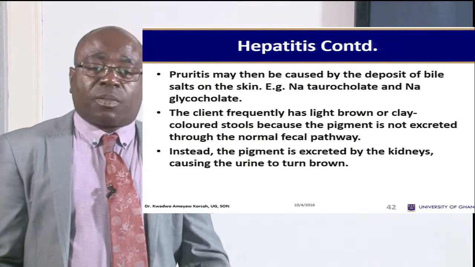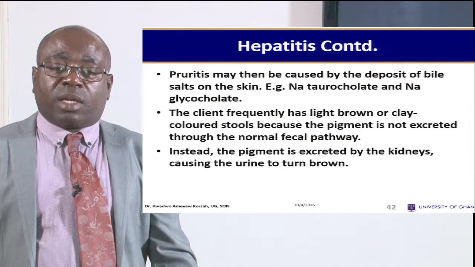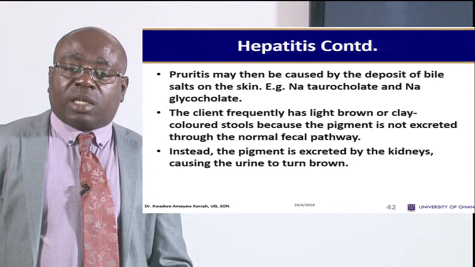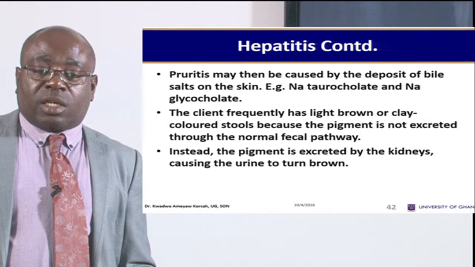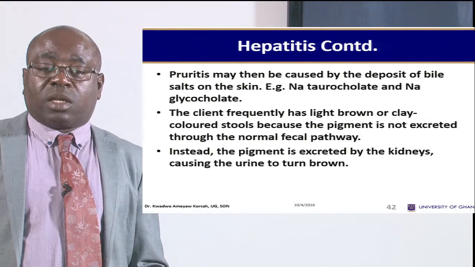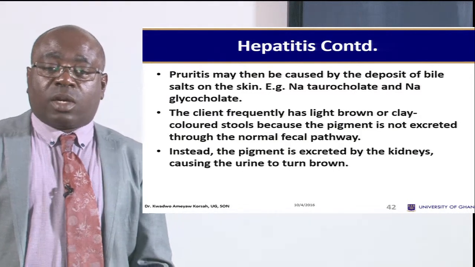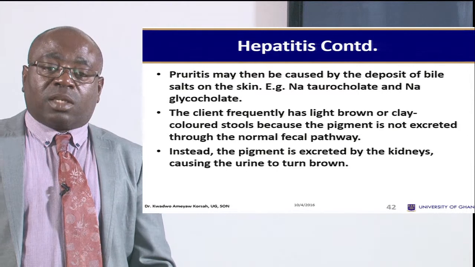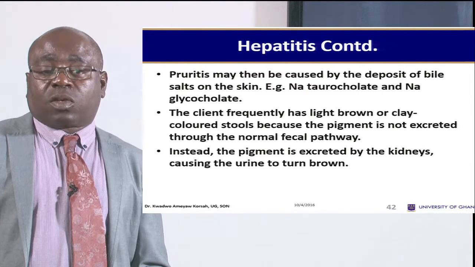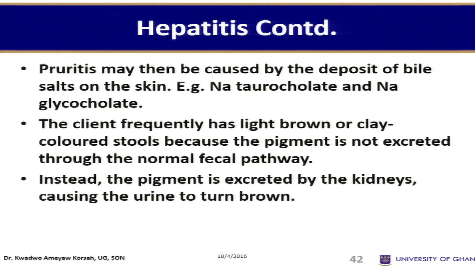So when this happens, the patient complains of pruritus, which may be caused by deposits of bile salts on the skin because of the bilirubin in the circulation. Some salts are deposited on the skin surface, for instance sodium taurocholate and then sodium glycocholate. These are chemicals on the skin that can cause a lot of itching. So patients with hepatitis at the icteric phase are able to complain of severe itching of the skin, and this is the pathophysiology or explanation that we can have for this kind of manifestation.